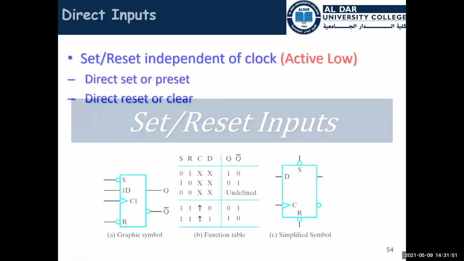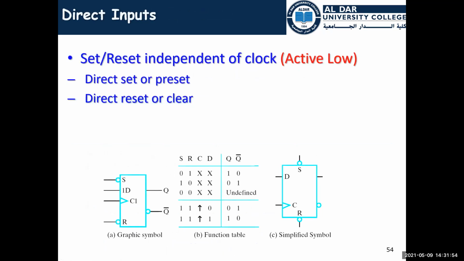What about the set and reset inputs? The set and reset inputs are independent of the clock. They are active low. For example, this is the set and this is the reset here. And you see we have the D flip-flop, and it contains set and reset. This slide is meant to tell you that the set and reset is a master reset, like a hardware reset. We want to reset the data, so this is just a hardware reset.